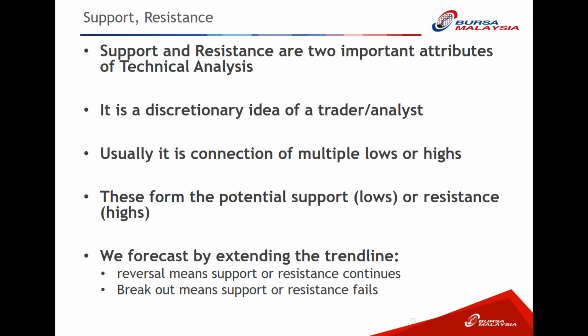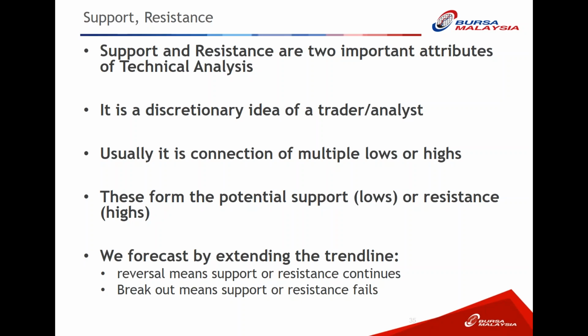In trading, you always look at the support and resistance, right? Support is where the price has been supported and never breaks below it, so normally we name it support. Resistance is just the opposite. I call it a discretionary idea of a trader or analyst. Usually you connect multiple lows and highs, and see how they interact with future prices. This forms potential support, which is lows obviously, or resistance, highs, which gives you an idea of a way to forecast the market.